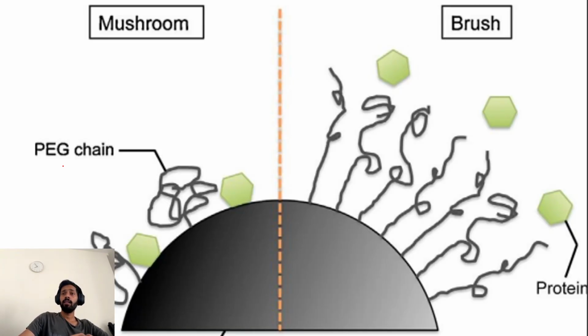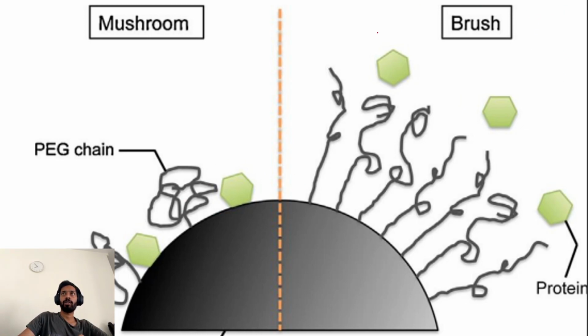So, if we briefly recall what the mushroom and brush conformations are, the mushroom conformation is essentially this, wherein you have this big chain that's starting out as a thin chain, but it will create this huge mass immediately outside.